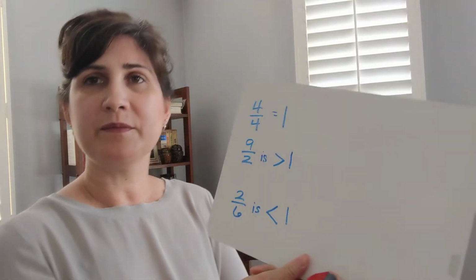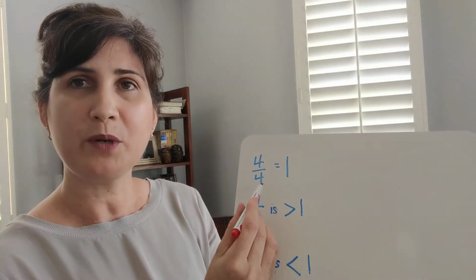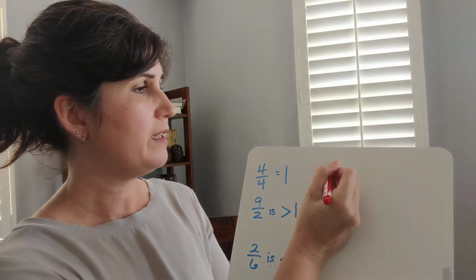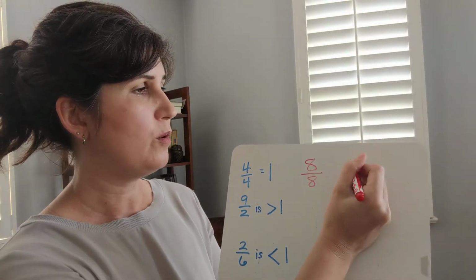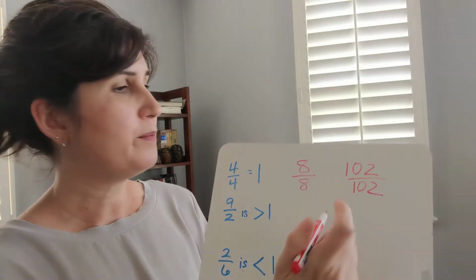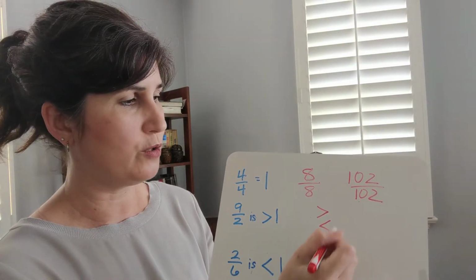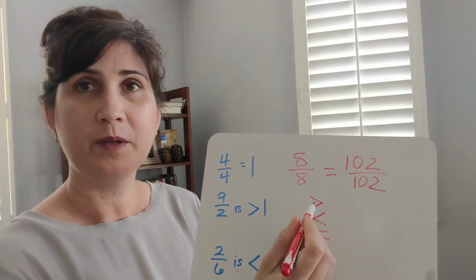Boys and girls, it's day 10 of fractions, and we're just going to continue comparing fractions today. So I have my markers here, and I'm going to scoot back a little in hopes that you can see pretty well. A couple things I would like you to know and remember are that any number over the same number is equal to 1. So even if I had 8 over 8 or 102 over 102, they're both equal to 1.